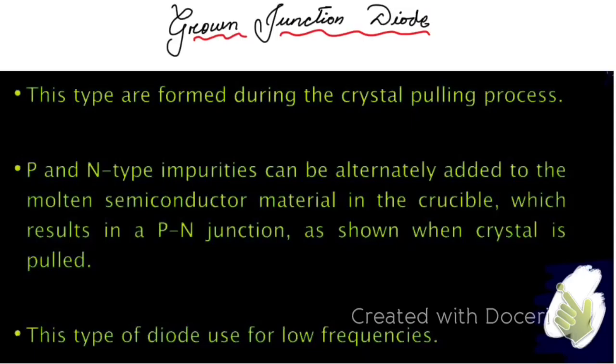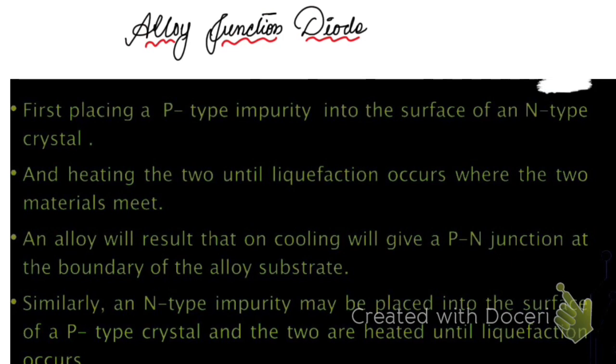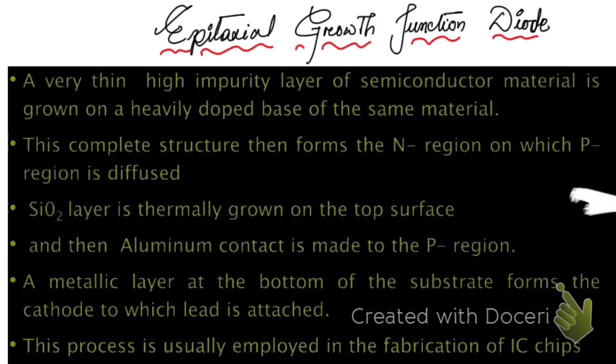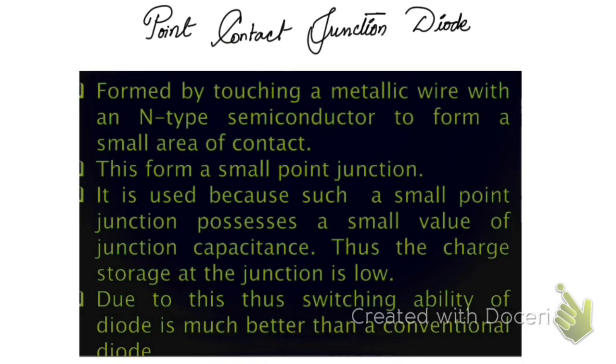So you can write these lines about the grown junction diode, pause the video and take the screenshot. And about the alloy junction diode, you can write these lines, pause the video and take the screenshot, and apply the same method to copy this one as well. The next one is the epitaxial growth junction diode. Then the last one is the point contact junction diode. Pause the video and note this.